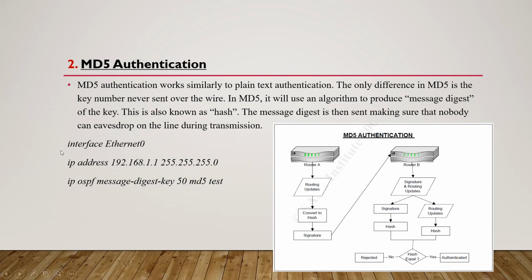This is an example. On interface Ethernet 0, we will take an IP address 192.168.1 and 255.255.255.0. This is a message digest of OSPF. Message digest is exactly what? 50 is the message digest ID. This is the message digest key. It is an ID, and MD5 test is actually an MD5 key. The MD5 key is test and the ID is 50.